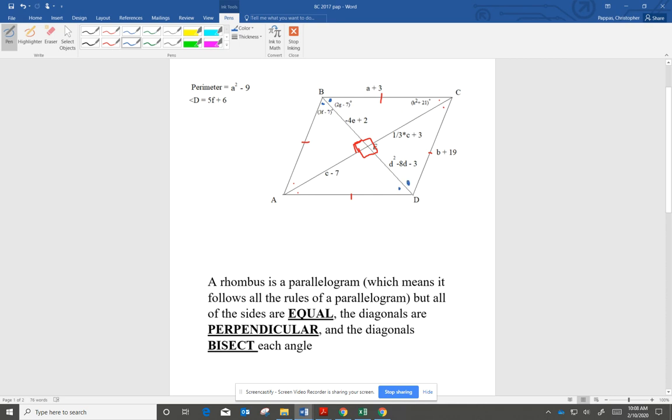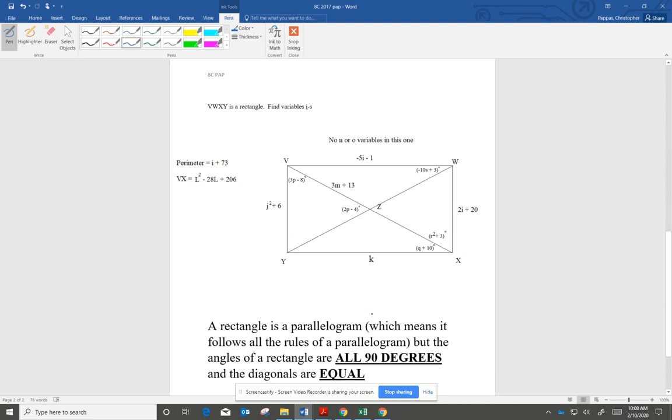Okay, so all the same rules of a parallelogram with the alternate interiors and diagonals bisecting each other and the opposite angles being equal and all that other stuff. This is stuff that is in addition to it. If the parallelogram is a rhombus, okay, all sides are equal, diagonals perpendicular, and the diagonals bisect each angle. So that should take care of a rhombus.